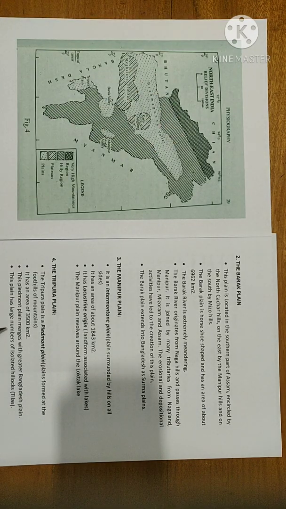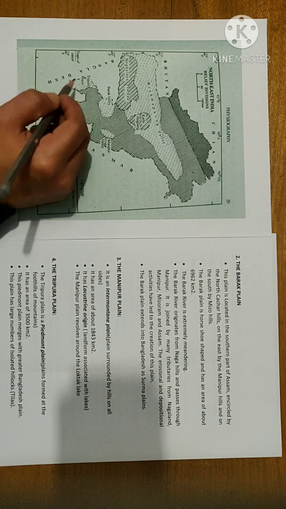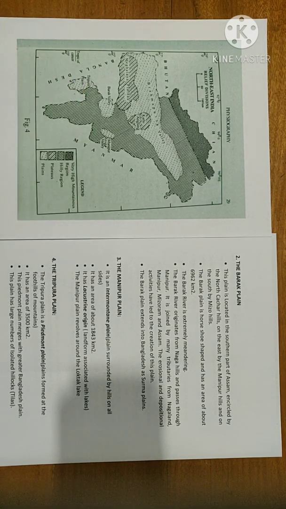This plain has a large number of isolated hillocks, locally known as tilas. Those hills are standing alone, and the heights are not so much, only from 500 to 800 meters above sea level. They are locally known as tilas.